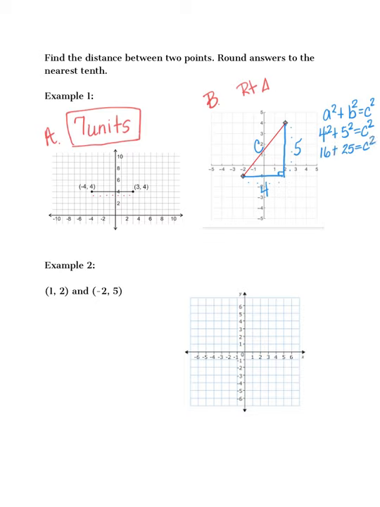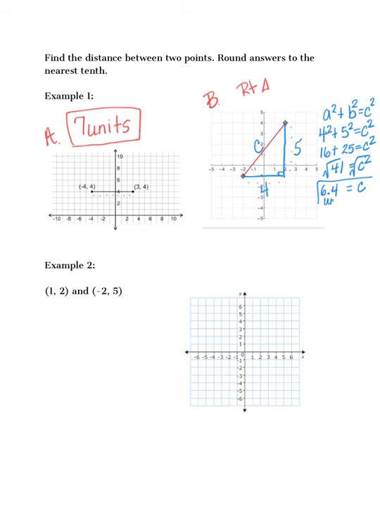Now to add 16 plus 25, 16 plus 25 would be 41 equals c squared. And don't forget, the final step always on Pythagorean theorem is to take the square root of both sides, which will leave you c. And then if you take the square root of 41, and again you're going to need to use your calculator for that because we have to round it to the nearest tenth. So rounding to the nearest tenth, I would say that's about 6.4.